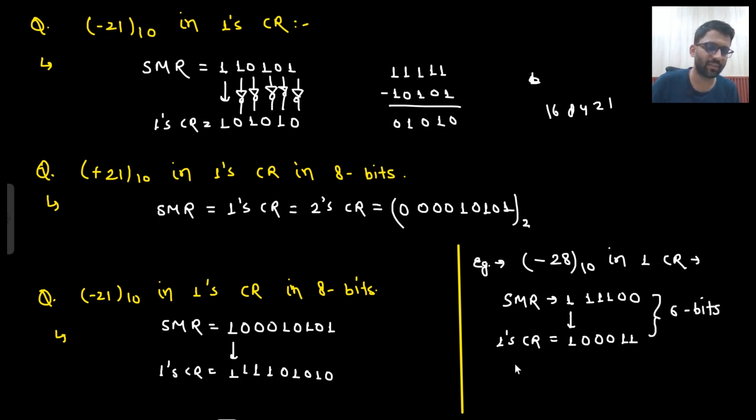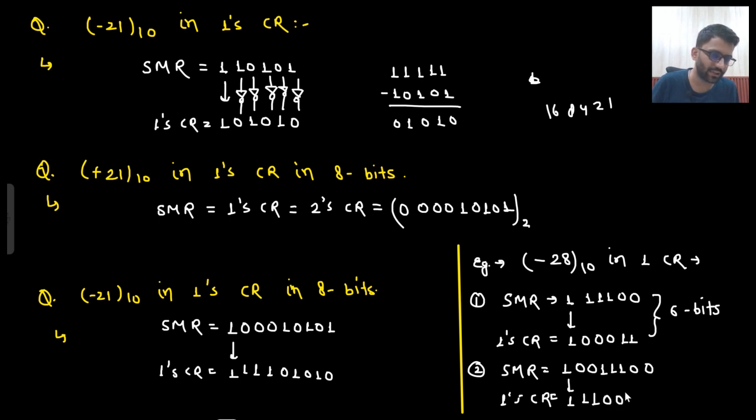If I need to do the same in 8 bits, then what will be the answer? The sign bit 1 will be as it is. Now I need to write 28 in 8 bits, so this is 0, 0, 1, 1, 1, 0, 0. Now the ones complement: this sign bit will come as it is, 0 will become 1, 0 will become 1, 1 will become 0, 1 will become 0, 1 will become 0, 0 will become 1, 0 will become 1. So this will be represented in 8 bits.